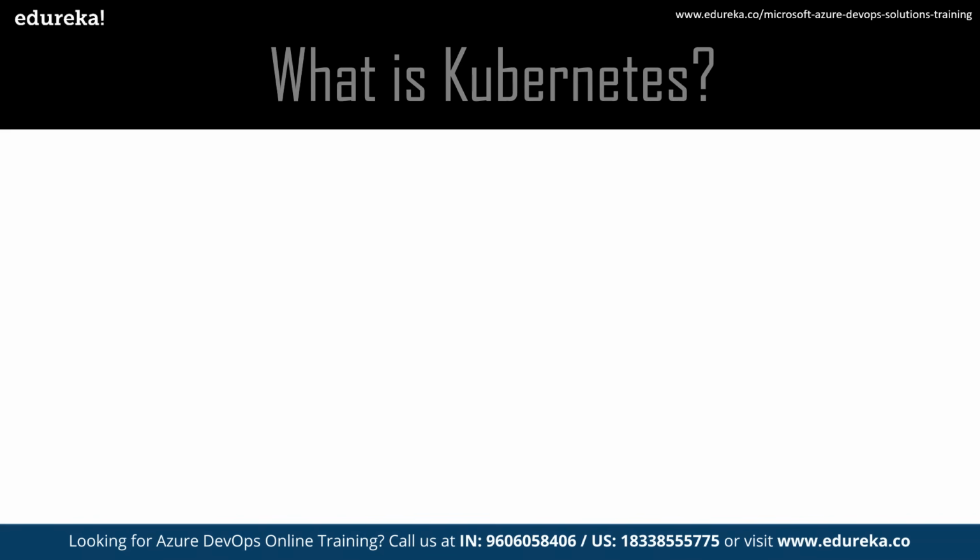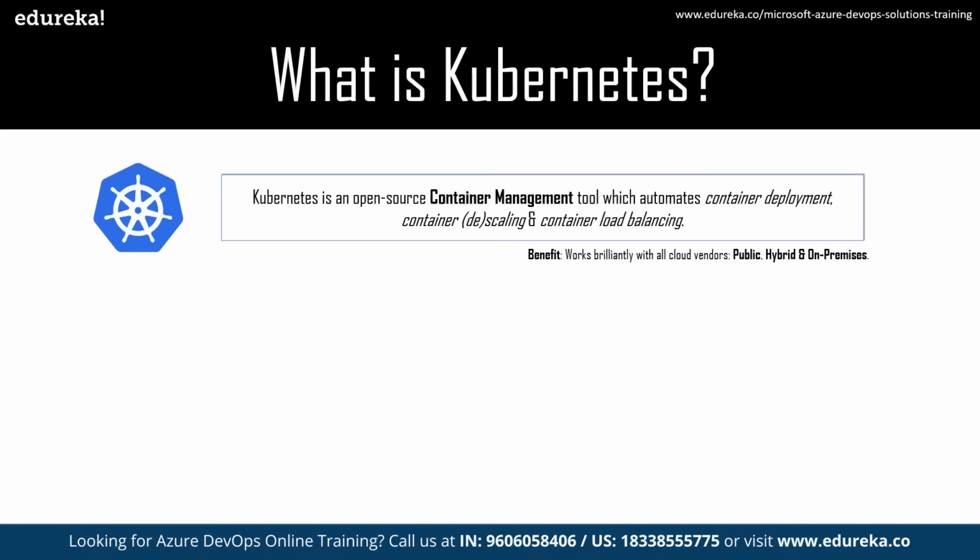Okay, let us now go ahead and understand what Kubernetes is. I've already explained what Kubernetes is, so there are not a lot of different pointers left to be explained. Kubernetes is an open source container management tool which automates container deployment, container scaling, and container load balancing. So all the activities that we discussed, be it managing multiple servers or ensuring that all the containers are working together and able to communicate with each other, all the container management and orchestration happens using Kubernetes. One of the benefits it offers is that it works brilliantly with all cloud vendors, be it public, hybrid, or on-premise.